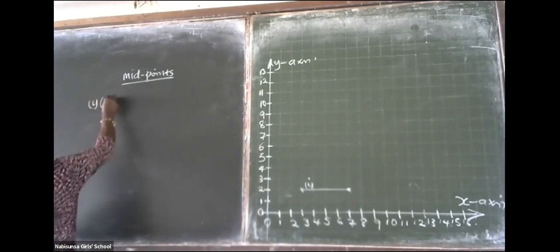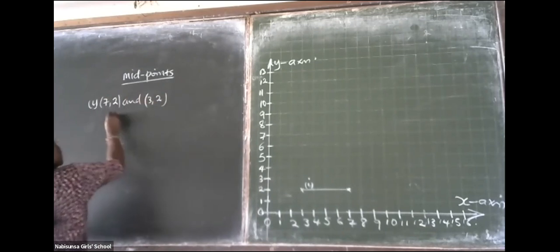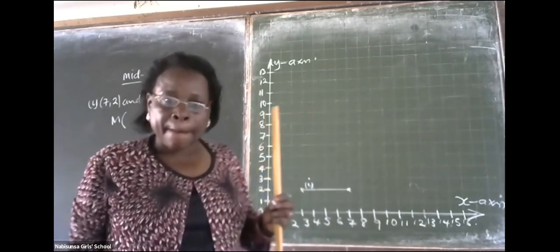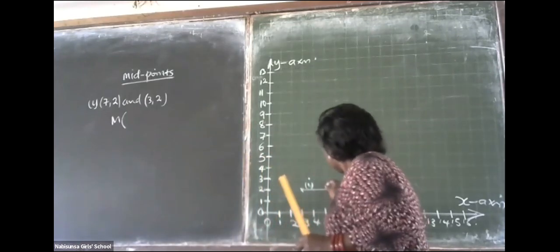7, 2 and 3, 2. Yes, 5, 2. 5, 2. So, thank you very much.